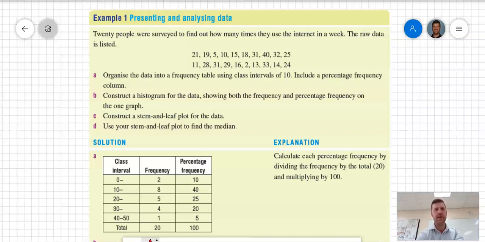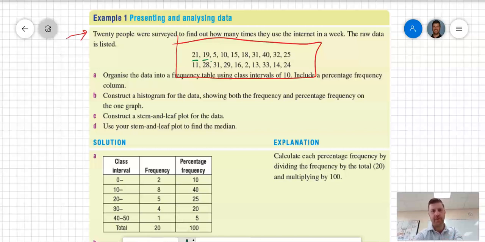So this example here says that 20 people were surveyed to find out how many times they used the internet in a week. The raw data is listed. So there's 20 bits of data. Each piece of data represents the number of times that one person uses the internet per week. So you can see this first person here used the internet 21 times in a week. This person used the internet 19 times in a week. This person used the internet 5 times in a week, and so on.